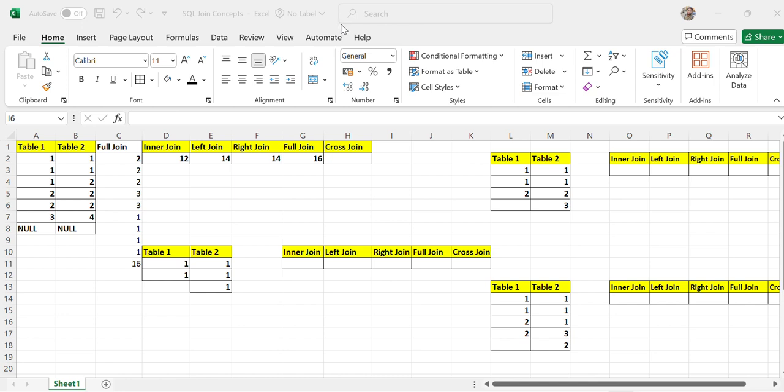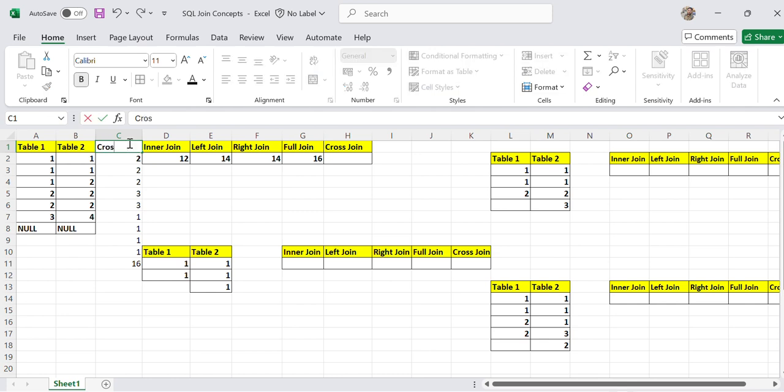Now we will discuss the fifth join, the cross join. Cross join can also be called a Cartesian join. So what is a cross join? Cross join is used to combine each row of one table with each row of the other table, and returns the Cartesian product of the set of rows from the tables that are joined.